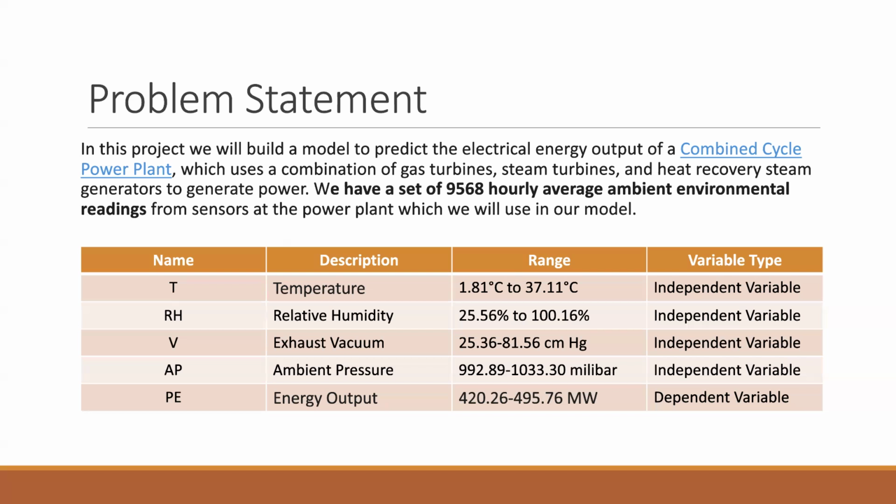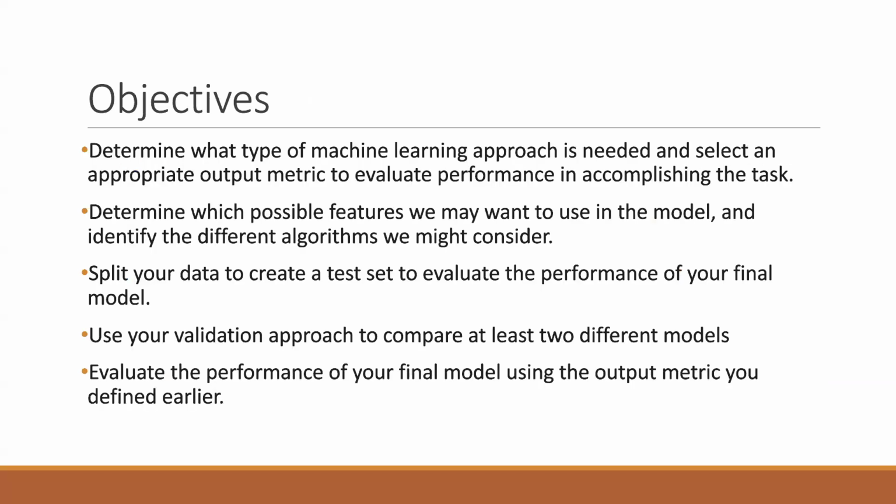So in the table, I have mentioned all of those along with the range in which we have the data, for the understanding of the data and the summary. So we have the temperature, relative humidity, exhaust vacuum, and ambient pressure as independent variables, and energy output is a dependent variable based on the first four parameters.